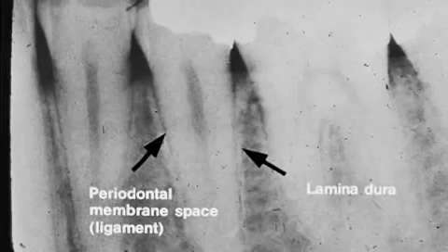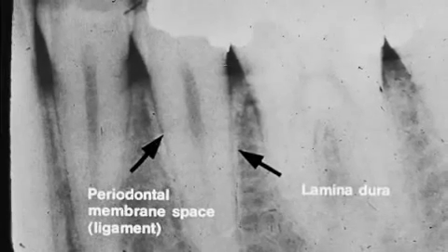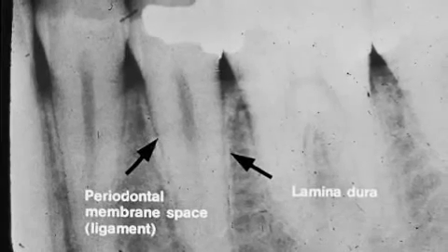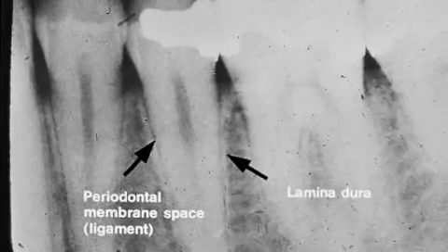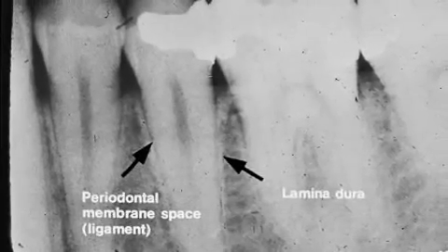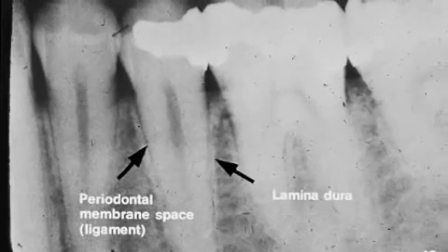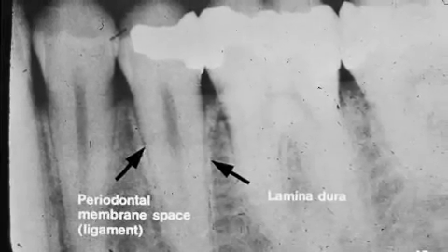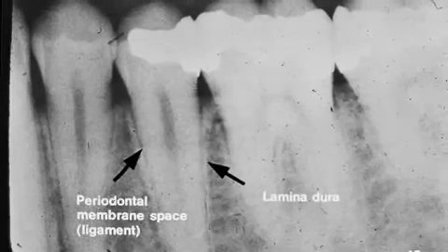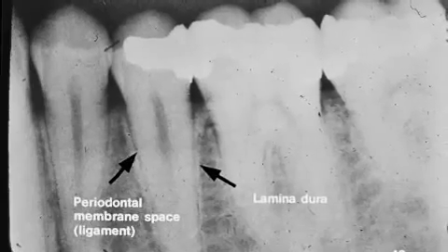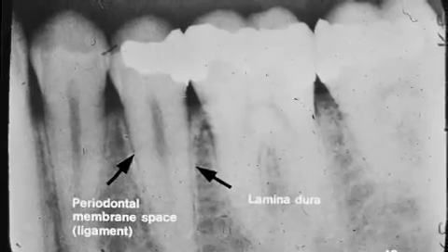The arrow on the left points to the radiolucent periodontal ligament or periodontal membrane space. It is where the periodontal ligament attaches the tooth root to the supporting bone. The arrow on the right points to the lamina dura. It is radiopaque, hard, compact cortical bone that forms the tooth socket.